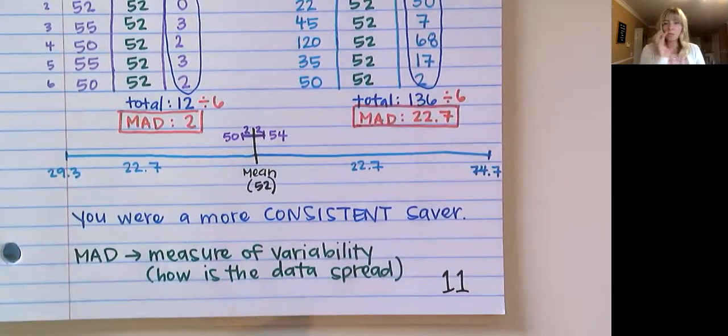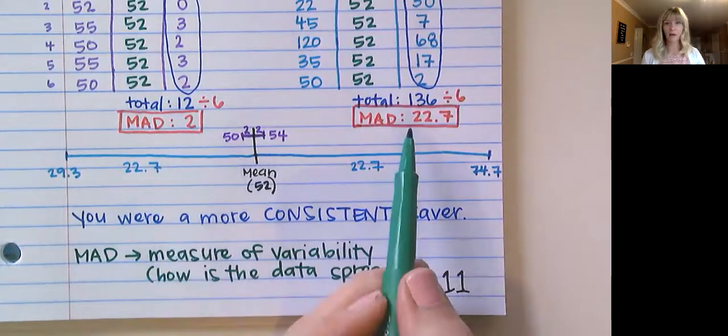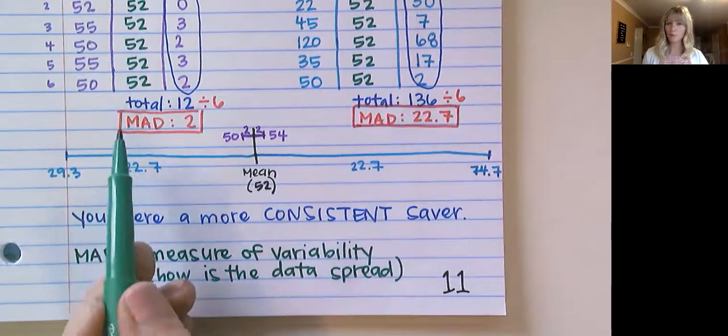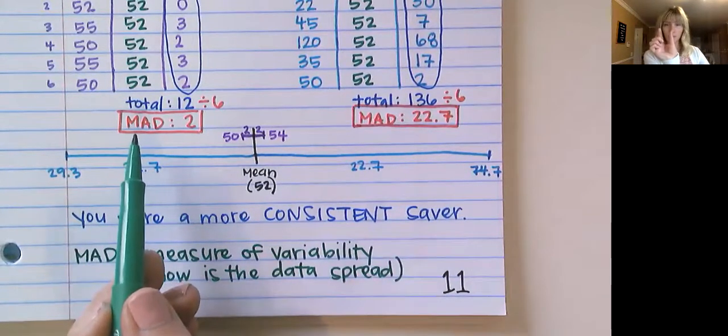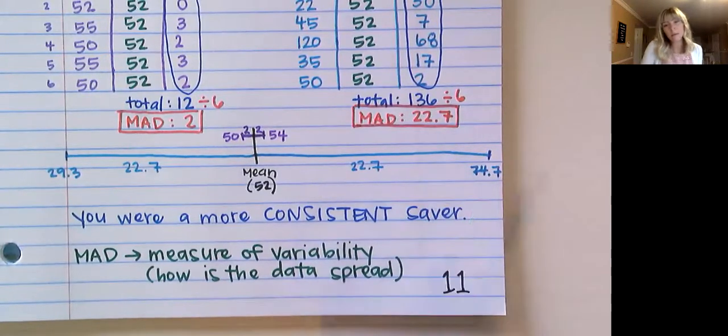Sometimes we just need this one number, this MAD, comparing this and saying, okay, I had a MAD of 2, that's pretty small. They had a MAD of 20, almost 23, that's huge. This just tells me that I was more consistent, my data was closer together, and my cousin was all over the place. They had high variability. And now it's up to your grandma to decide what that means and who's the better saver.